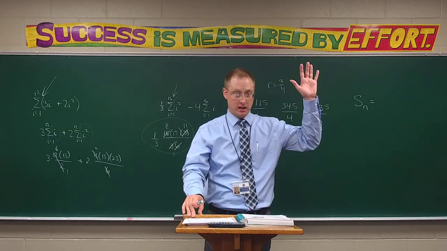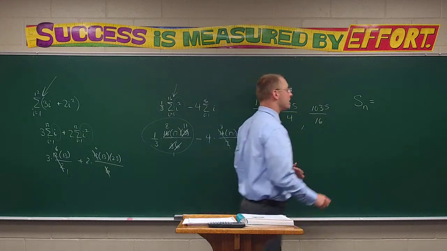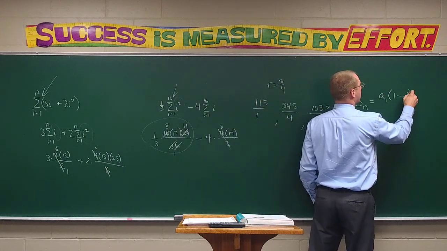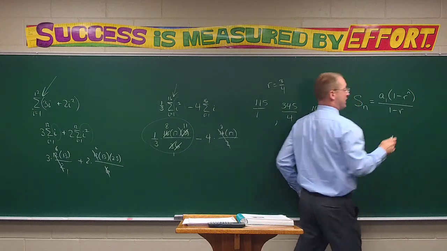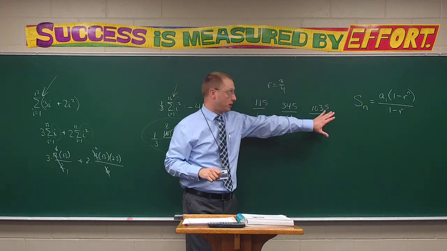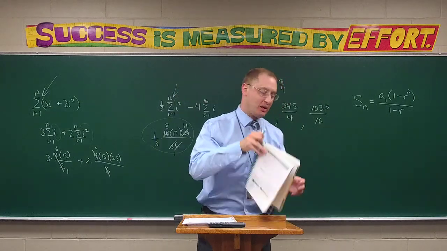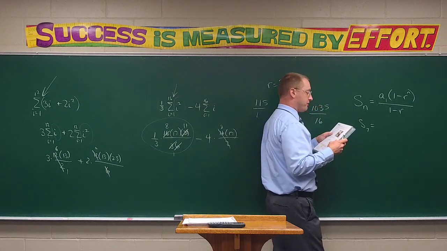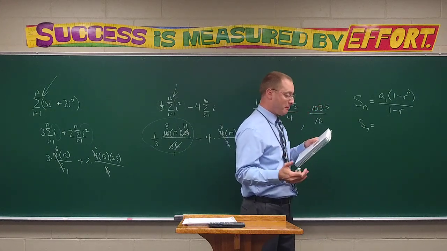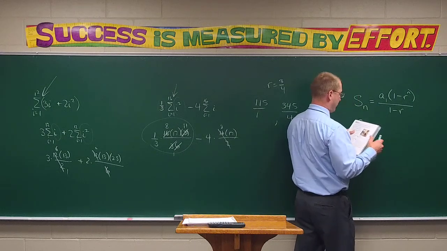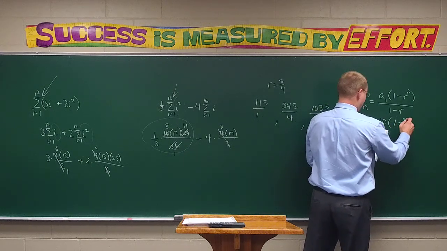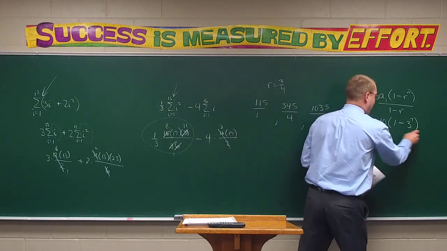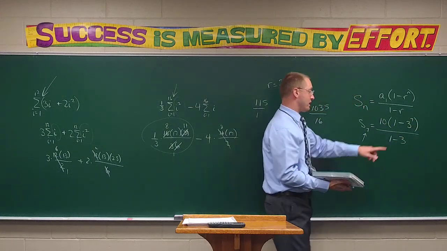Does somebody have it written down? Abby? A1 times 1 minus R to the N over 1 minus R. Perfect. Hopefully you went back and found that from your formula page, and then just plug in the values. It wants the first 7 terms, so that's S sub 7, of the sequence defined by the algorithm 10, which is my first term, times 1 minus, apparently the common ratio is a 3. We're going to raise that to the 7th power, all over 1 minus 3, which of course is going to be a negative 2.